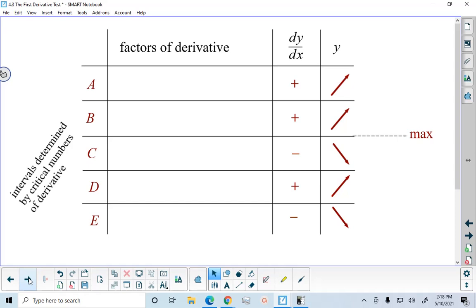If the function is decreasing in interval c, and then immediately as it passes into the next interval it's increasing, that must have been a minimum. And if it's increasing in d and then decreasing in e, it must be a maximum. I hope that makes sense. Really, that's just a summary of what we did in the last lesson.